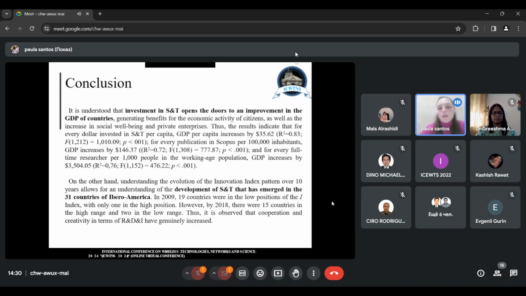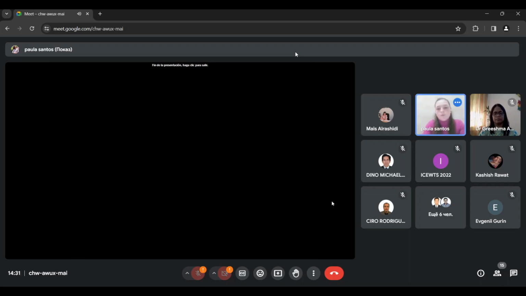So the development of science and technology emerged in the 31 countries of Ibero-America, but this paper also promotes public policies to invest more in science and technology, in the researchers, the economically active people who are researchers for these countries, to increase the scientific publications and for the strength of their GDP. So that's all. Thank you.